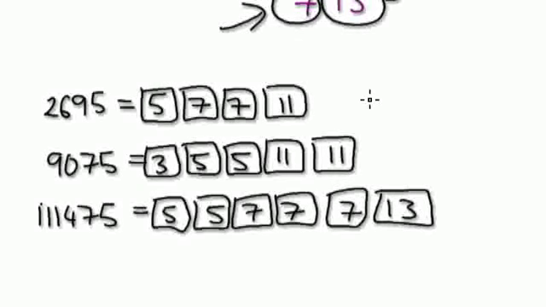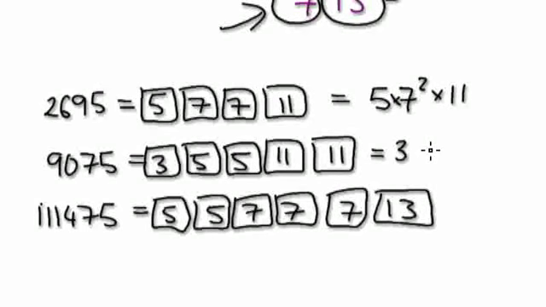By the way, if you were to write 2695 as a product of primes properly, you should write it like this: 5, and then merge the two 7s together, 7 squared, times 11. And this one here you could write as 3 times 5 squared times 11 squared. I'm just doing these squares to make it pretty.